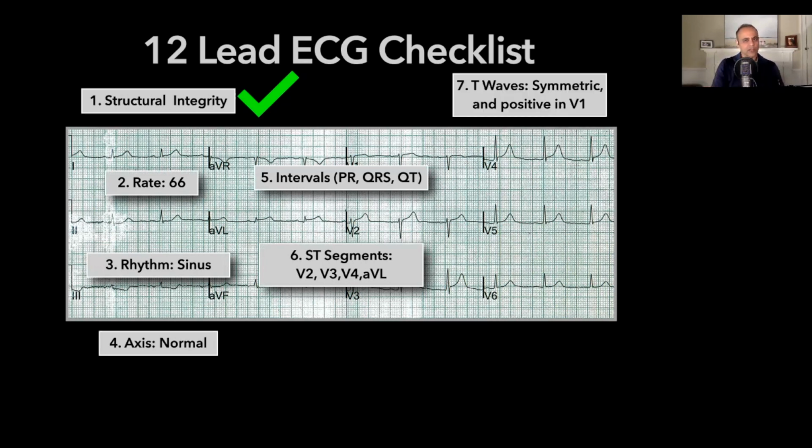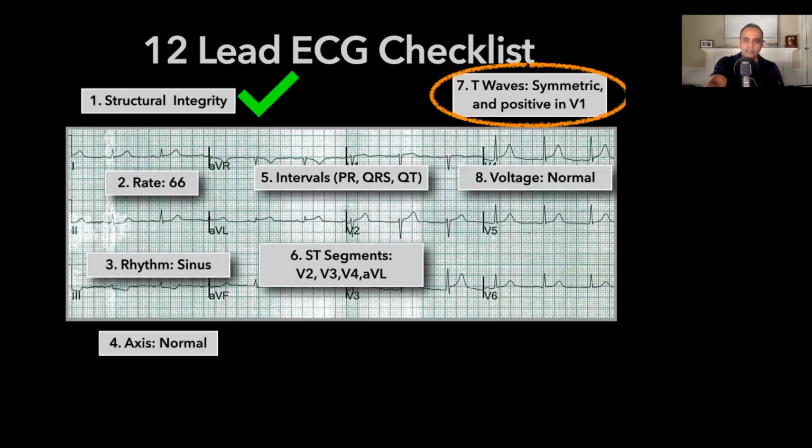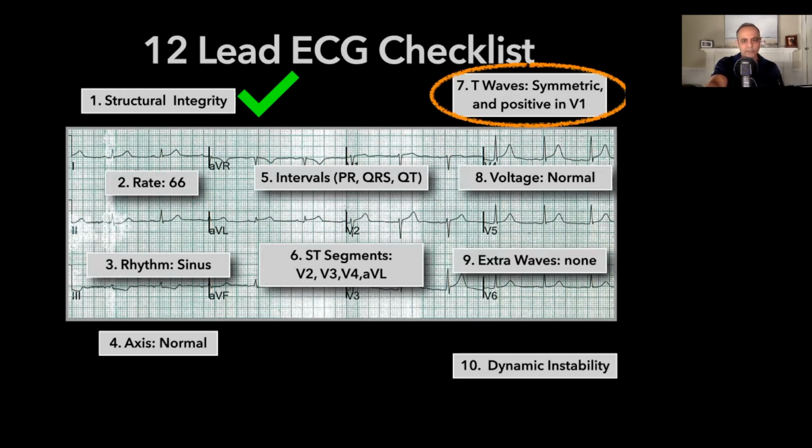The T waves seem symmetrical, not huge, but very symmetrical, and a positive T wave in V1 that I never like to see. The voltage appeared to be normal, and extra waves, well, not really. And dynamic instability, well, this was concerning enough to us that we had to go ahead and get another ECG.